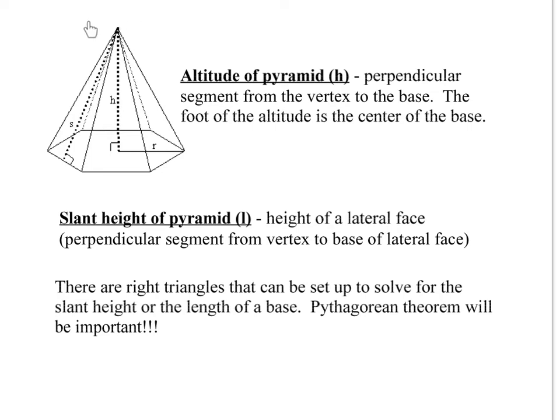Okay, and we're going to go through that again one more time for you because that was kind of hard. The altitude of the pyramid is a line drawn from the vertex to the base, that's perpendicular. The slant height of a pyramid is the height of a lateral face, so it's a perpendicular segment from the vertex to the base of the lateral face. And again, we can think about right triangles galore in a pyramid to help us find different things such as the slant height, the height, or even the apothem of the base.